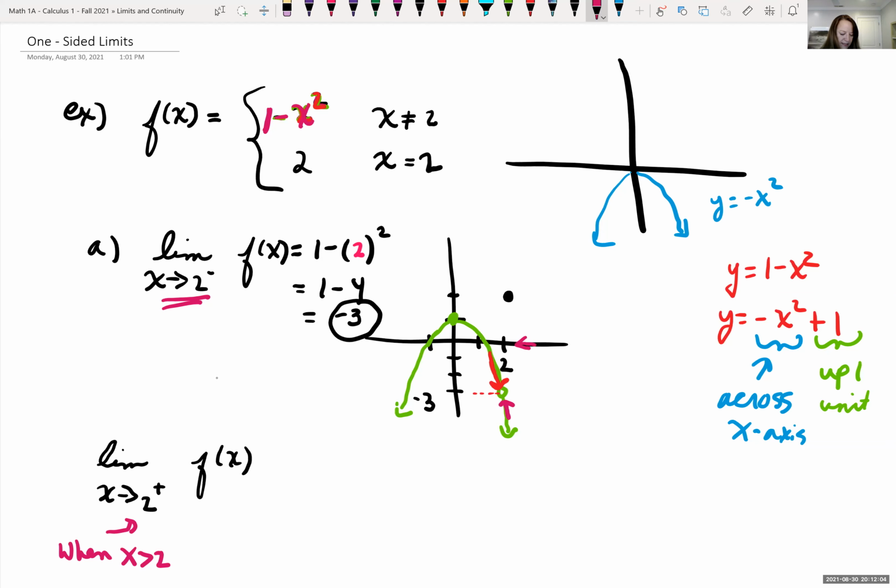Following the graph, even though it's, remember we said if it's an open circle, that's okay. But we're looking at what is happening. What are we getting closer and closer to, which is still -3 graphically. And then algebraically, x not 2, x is greater than 2, we use this equation. So we can do our direct substitution again of 1 minus, we're approaching 2, so plug in 2 here, which again gives us -3.